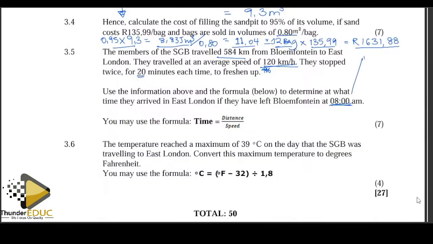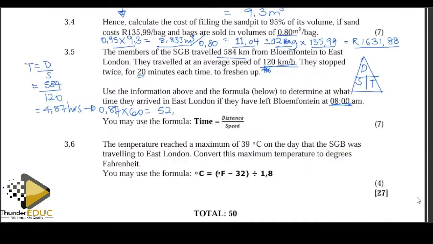The triangle, and we shall say hours and minutes. So the 4 hours, they are full hours. Then you need to turn the 0,7 into minutes, so multiply it by 60. So here the answer becomes 52 minutes. So they spent 4 hours, 52 minutes.